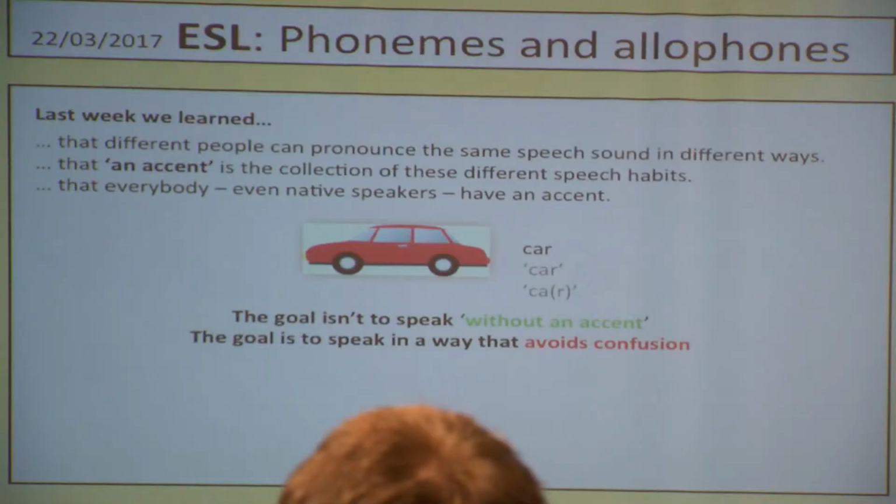For example, we looked at car, which can be pronounced as car, car, or as ka, ka. And it doesn't really make a difference. So the goal isn't to speak without an accent, because everybody has one. The goal is to speak so as to avoid confusion, okay? And that is what we're going to continue this week.